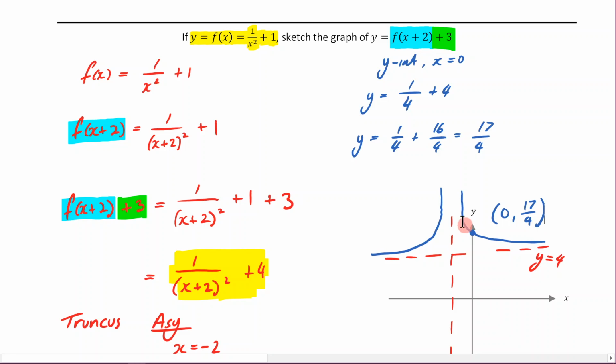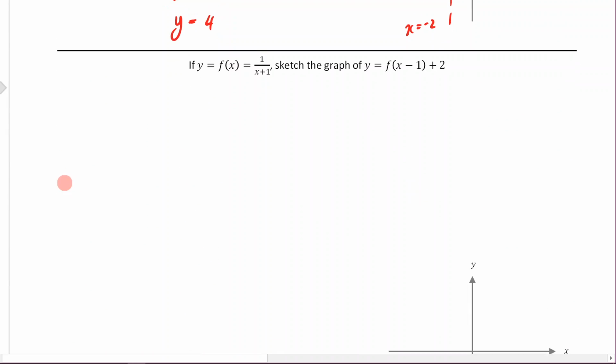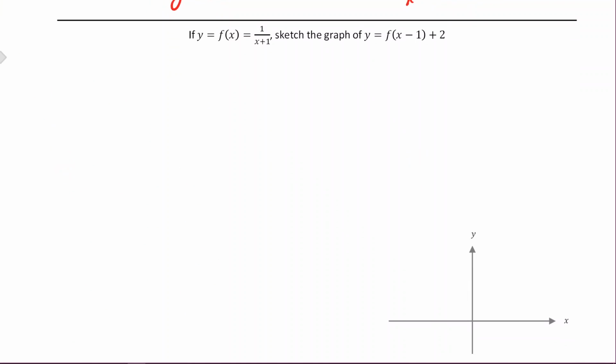It took us a while because I can't draw, but you'll please be better than me in terms of drawing. Okay, let's now answer the final one here. This is the last question of this lesson. What a lesson it's been.